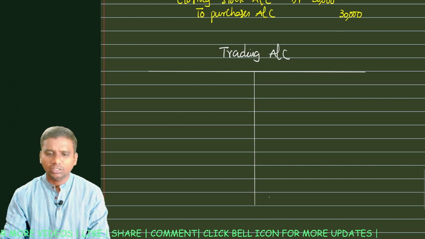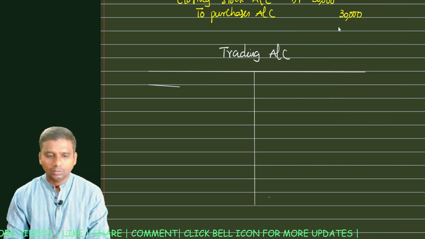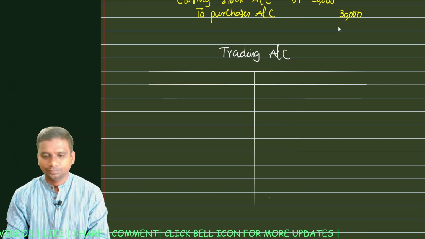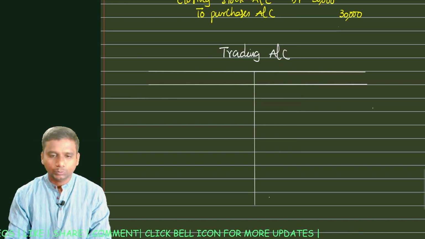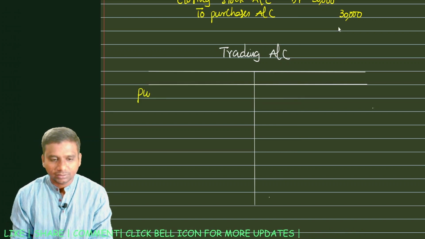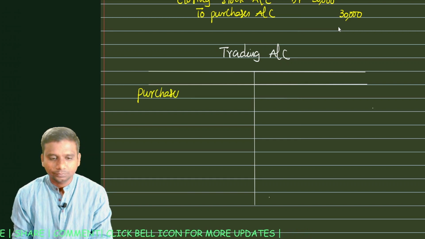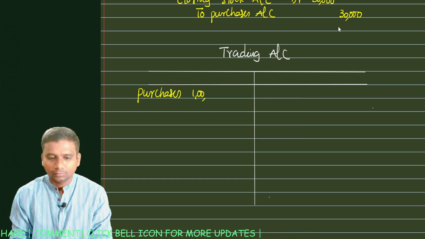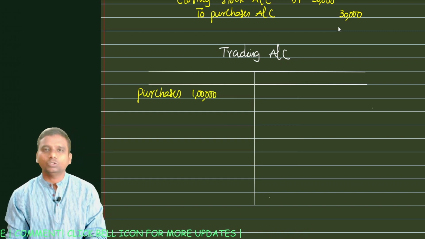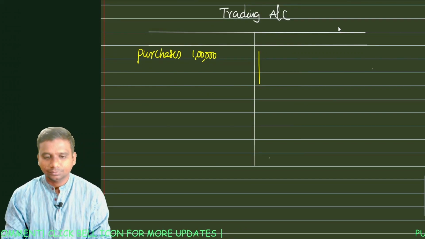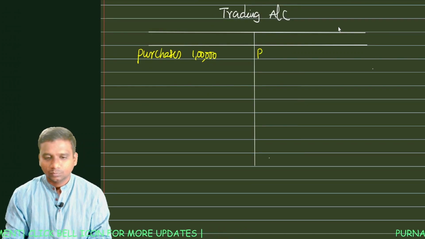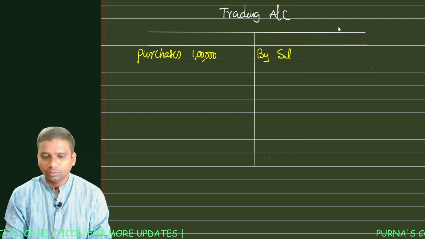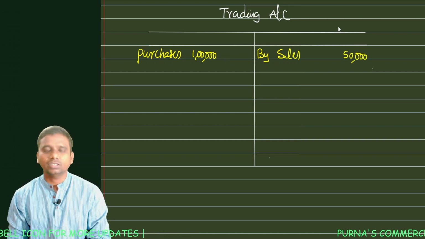Let us assume we don't have any opening balance. Now, first we purchased goods. How much? Purchases 1 lakh. Sales how much? We sold goods for 50,000. So sales 50,000. Yes or no?